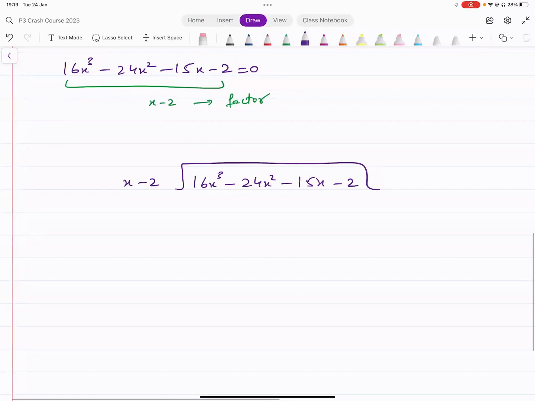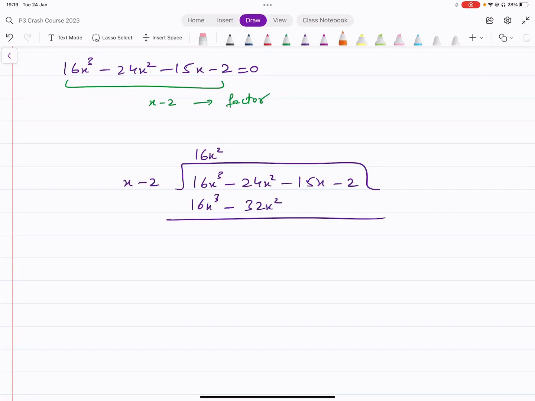What do you multiply x by to get 16x cubed? You get 16x squared, times that whole thing. That's 16x cubed minus 32x squared. Change the signs, this becomes minus plus. This gets cancelled. Then we have 8x squared minus 15x minus 2. What do you multiply x by to get 8x squared? You multiply by 8x into that whole thing. That gives us 8x squared minus 16x. Again, change the signs, becomes minus plus, and you get x minus 2.